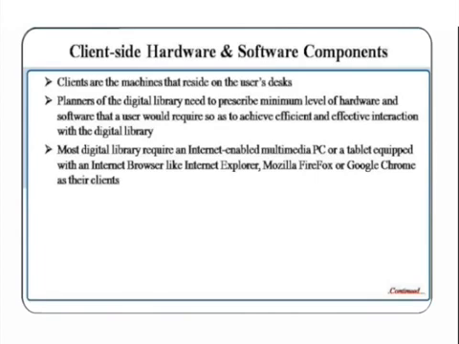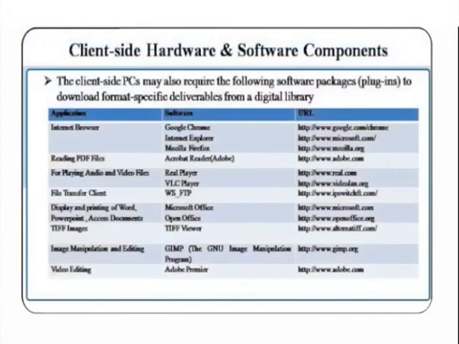Most digital libraries require an internet-enabled multimedia PC or a tablet equipped with internet browsers like Internet Explorer, Mozilla Firefox or Google Chrome as their clients. The client-side PC may also require the following group of software packages or plugins to be downloaded from format-specific deliverables from a digital library. The software listed here are based on their categories.